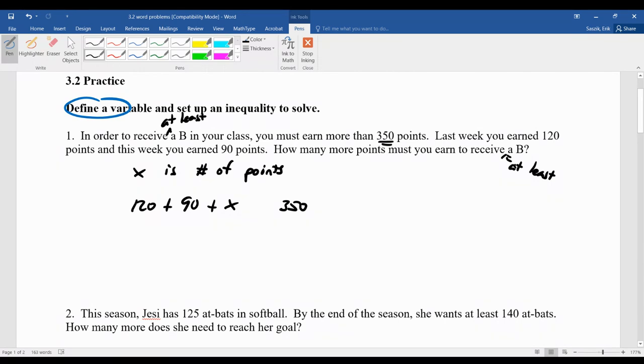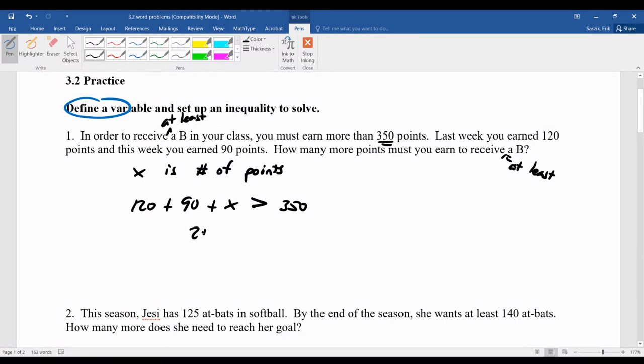This says you have to earn more than 350. So we want the number of points that we earn to be greater than 350. And notice how it says you have to earn more than. It doesn't say 350 is going to give you the B. So we're just going to leave it at that. There's not going to be any line underneath this. Now the rest of this is easy. That was the hard part.